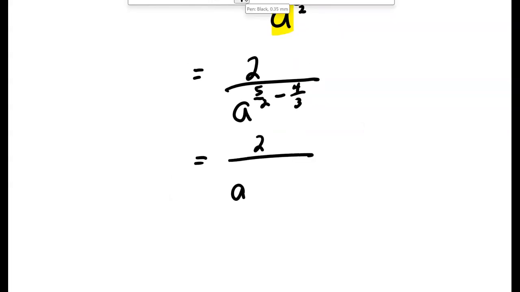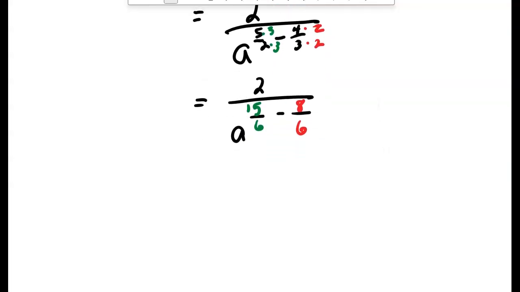Common denominator. What's going to be our common denominator? 6, right? So what am I multiplying this top one by? 3, right? So that's 15/6. What am I multiplying the last one by? 2. Good job, guys. So we got 8/6. All right. Does everyone agree where we got those from? Okay. So then we have our 2 all over a. What's 15 minus 8? Over 6.